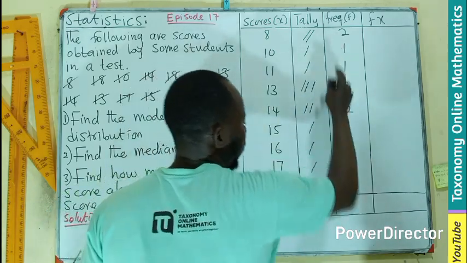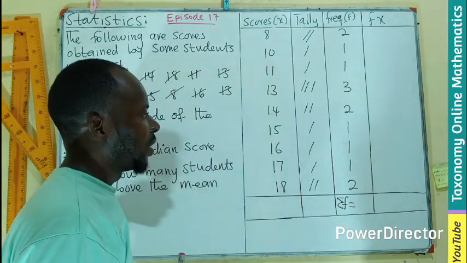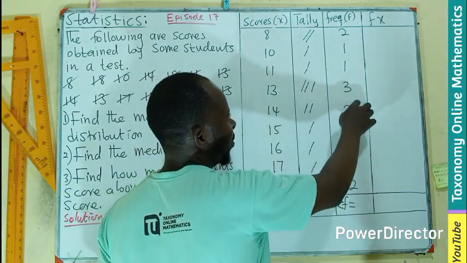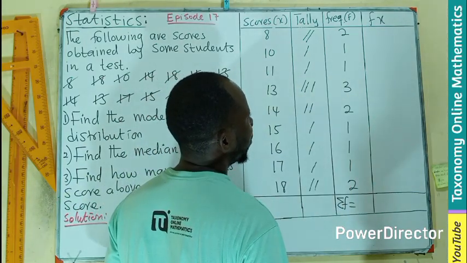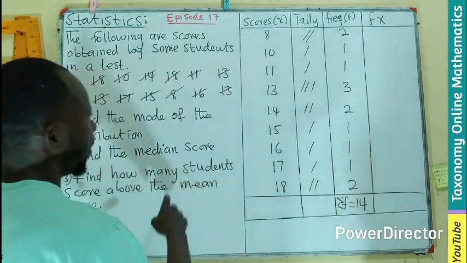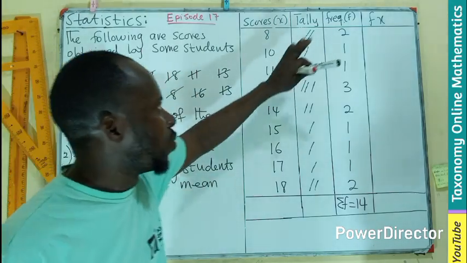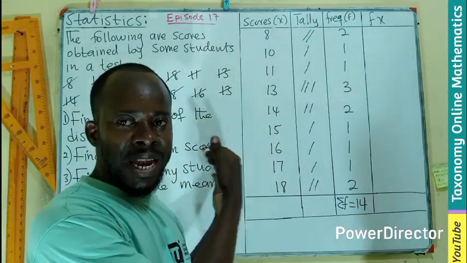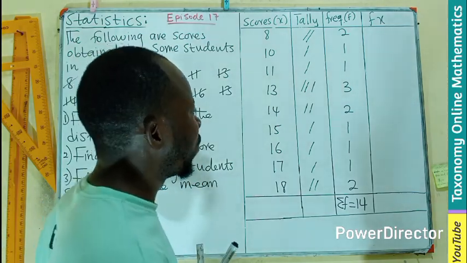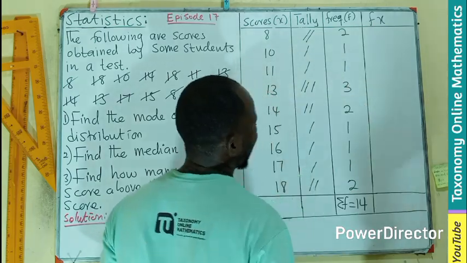Okay, so let's look at the total number of values. This is 1, 2, 3, 5, 10. So then 14. Let's see, 1, 2, 3, 4, 5, 6, 7. So 14. Our total frequency is correct because the entries given to us are 14 numbers. The next is to find fx. The x multiplied by f, that is fx.